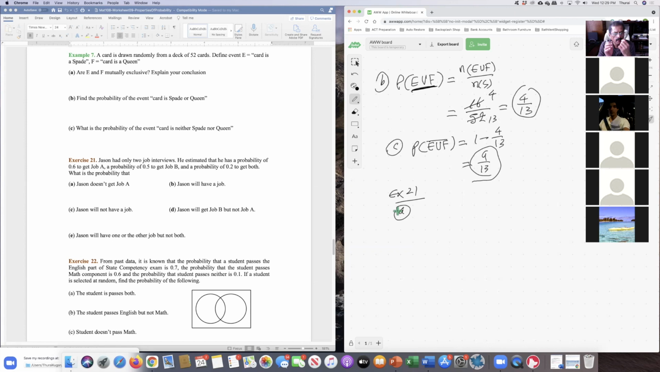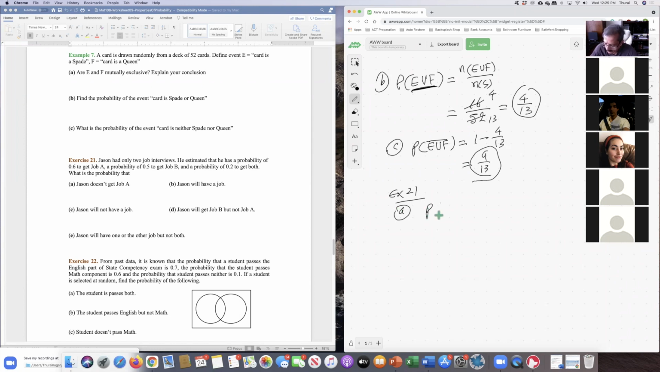No, there's 0.6 probability for him to get job A. And the question is, what is the probability that he doesn't get job A? It is 0.4. Remember, the probability of the complementary event is 1 minus the probability of the event.